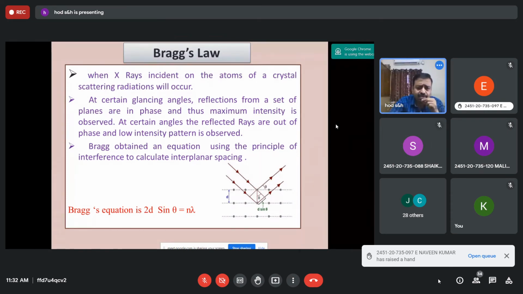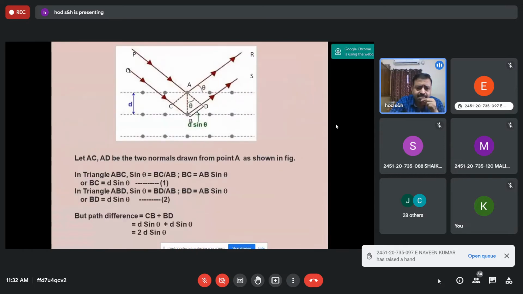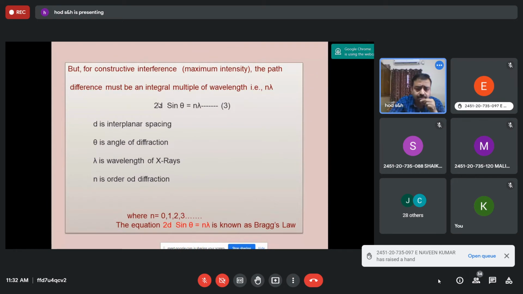Generally, Bragg's law is 2d sin theta equal to n lambda. It is the equation by which you can identify the lattice parameters. Lambda is the wavelength of X-rays, n is the order of diffraction. If you can find the angle of diffraction theta, then by using this relation, d is equal to n lambda by 2 sin theta. So the interplanar spacing d can be calculated. Once the interplanar spacing is calculated, you can calculate the lattice constant. This is a breakthrough in the study of crystal structures.